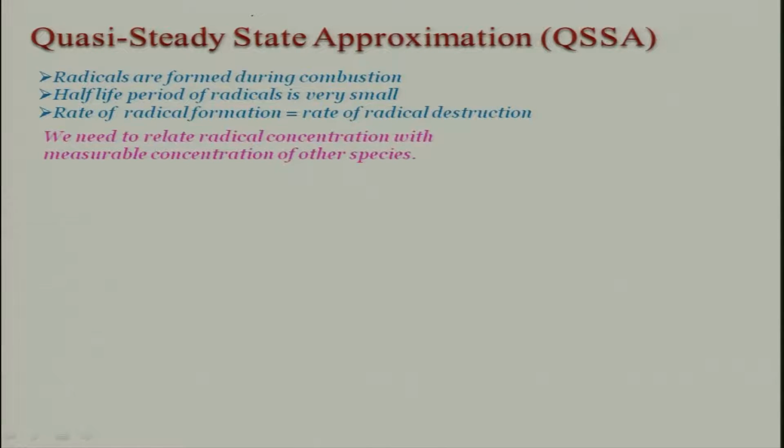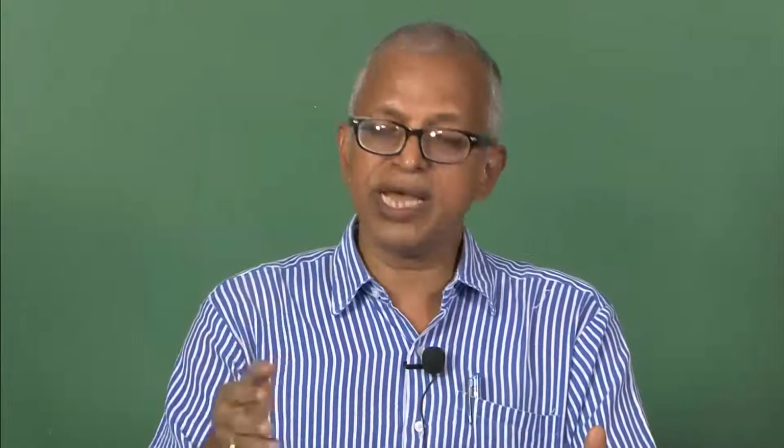For that reason, we need to relate the radical concentration to the measurable concentration of other species. Why are we saying this? Because you cannot measure radicals; it's very difficult to measure them. Of course, people are devising very sophisticated instruments, but it will still be difficult, right? Because this will be in the order of femtoseconds, not microseconds or nanoseconds, but femtoseconds, that kind of timescale. So we can make this assumption.